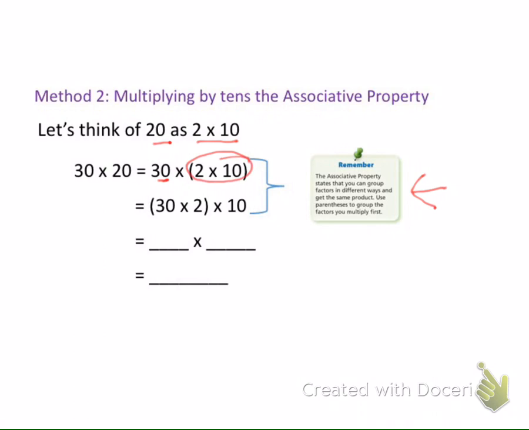But since we're talking about associative property, we can change the way we group it and group 30 times 2 instead. And then multiply that answer by 10. So 30 times 2 is 60, times 10, once again, will give us 600.